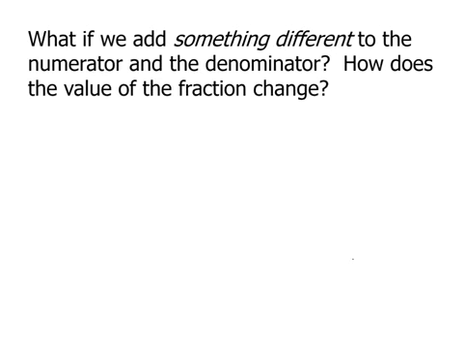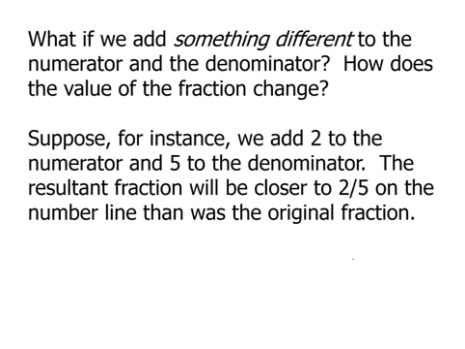What if we add something different to the numerator and denominator? How does the value of the fraction change? Suppose, for example, we add 2 to the numerator and 5 to the denominator. Well, now the great attractor is not going to be 1 anymore. The great attractor is going to be 2/5.